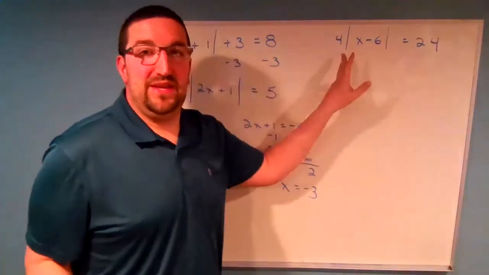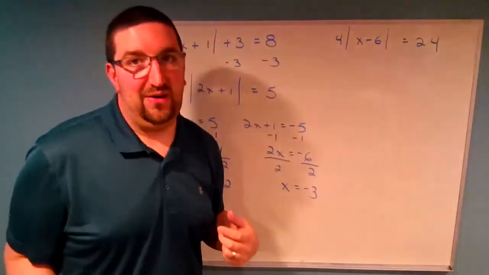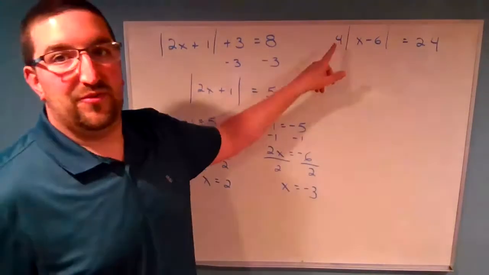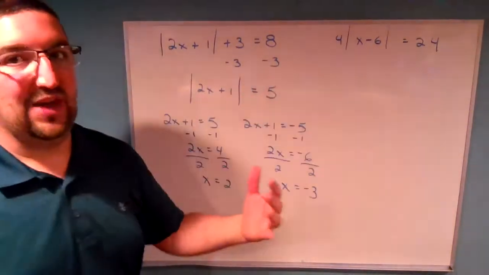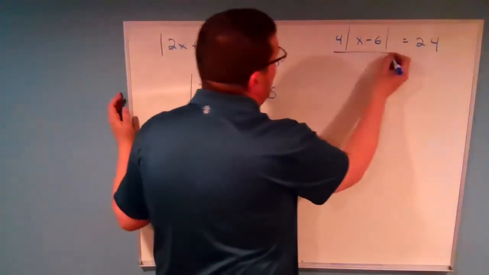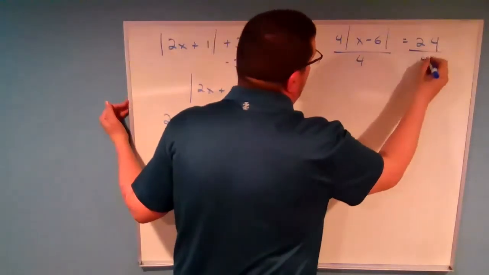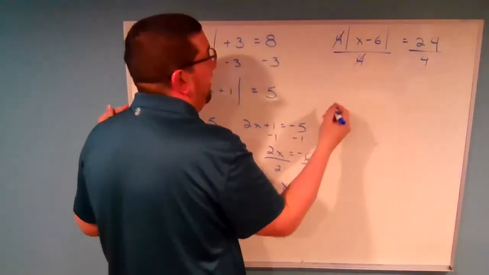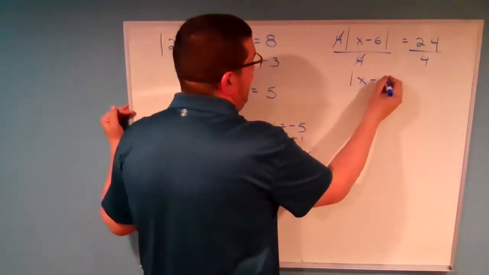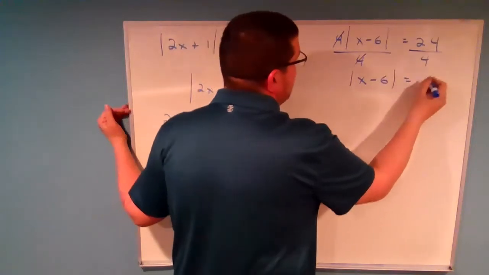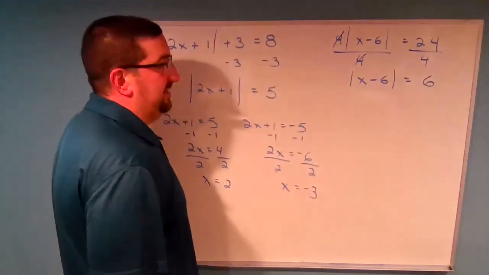Same thing going on up here, except we have a 4 out in front. We have a number out front being multiplied. We get rid of that by dividing each side by 4. So when we divide each side by 4, those cancel out. You have the absolute value of x minus 6 equaling 6.